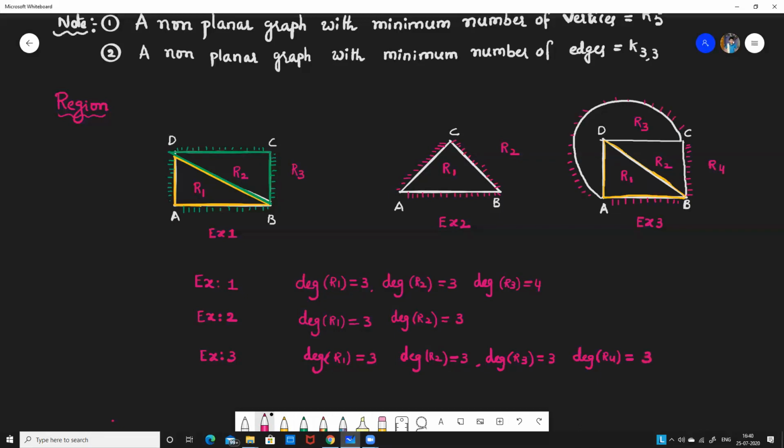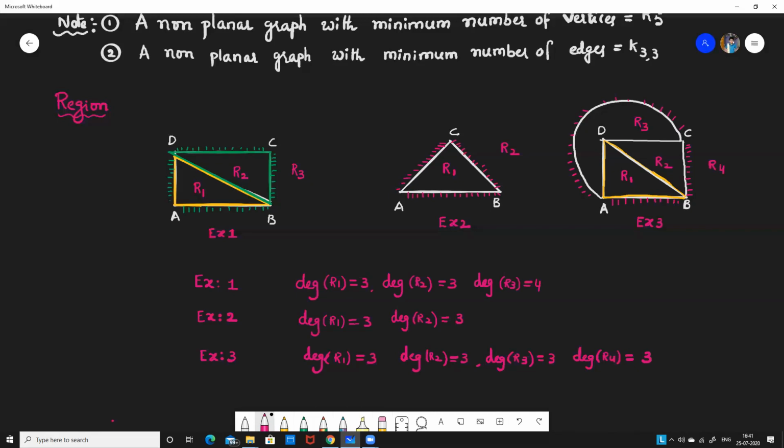Clear? So that is the concept of degree of region. What did you understand from this? In a planar graph, the degree of any region is nothing but the number of edges enclosing that region. This definition is valid if the region is a bounded region.